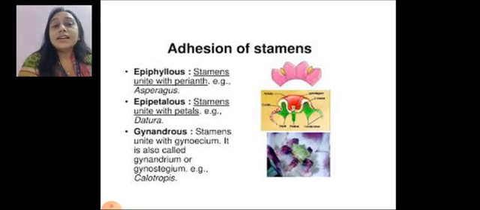Epipetalous. There are certain kinds of stamens which are fused with the gynoecium. It seems that the stamens are coming out from the carpel or the pistil. Actually, they do not come out from the carpel or the pistil. It's from the base. But some parts of the stamen, the filament, are united and fused. It's so close that we cannot separate it out. So the third kind of arrangement of the stamen is gynandrous.